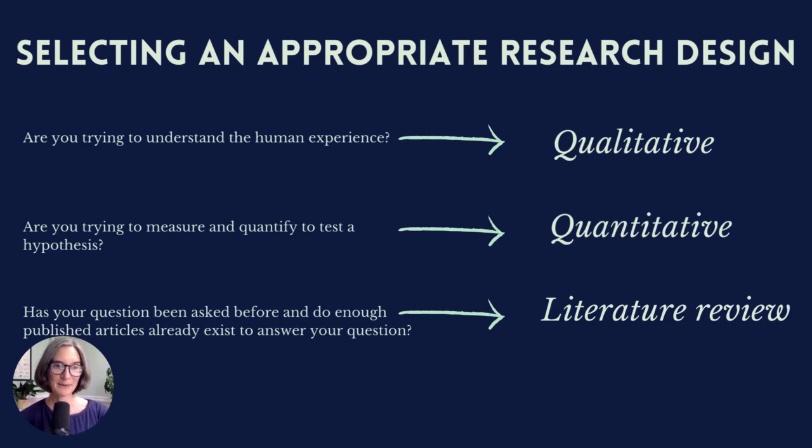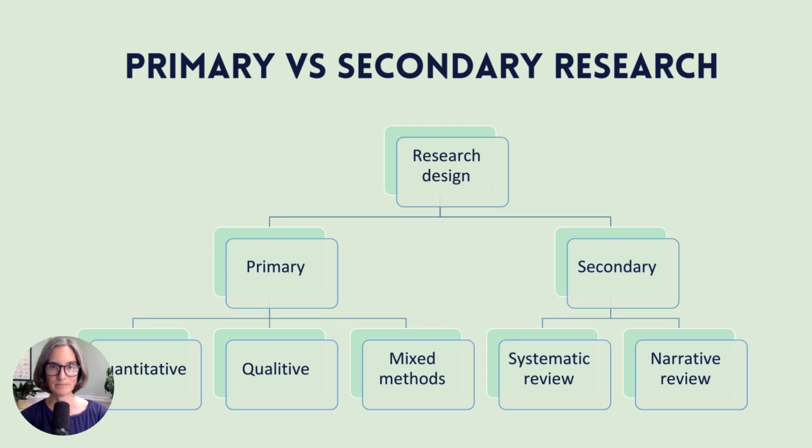But then actually, you might think about, has the question been asked before? And are there enough published articles on that already that instead of going out and doing primary research, you could do a literature review, which is secondary research, where you're just going to draw on the primary research that has already been done to do a really well developed summary synthesis of that research for readers.